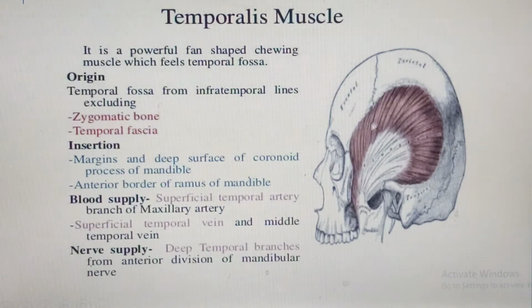And then all the way it is going to insert on the coronoid process on the ramus of the mandible, the coronoid process of the ramus of the mandible. So that is what we call the temporalis muscle. I've already told you that all these muscles, with the exception of the medial pterygoid, are supplied mainly by the anterior division of the mandibular nerve. Actually, the deep temporal branches coming from, of course, the anterior division of the mandibular nerve.